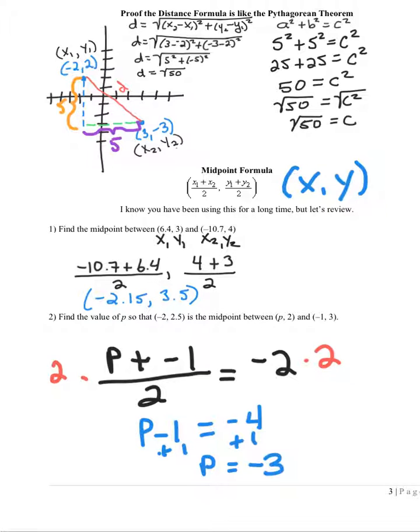The result is I have P minus 1 remaining equals a -4. Well, my next step is to add -1 to both sides, and so I end up with P equals -3. Now this solution makes sense because -2, as you know, is in between the numbers -3 and -1 on the number line. So we know that our answer is correct.